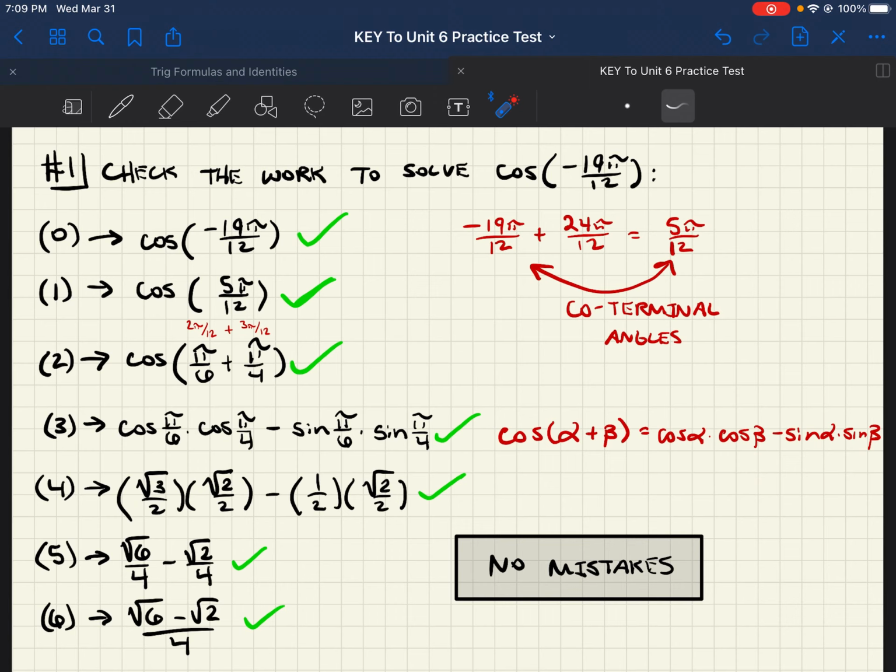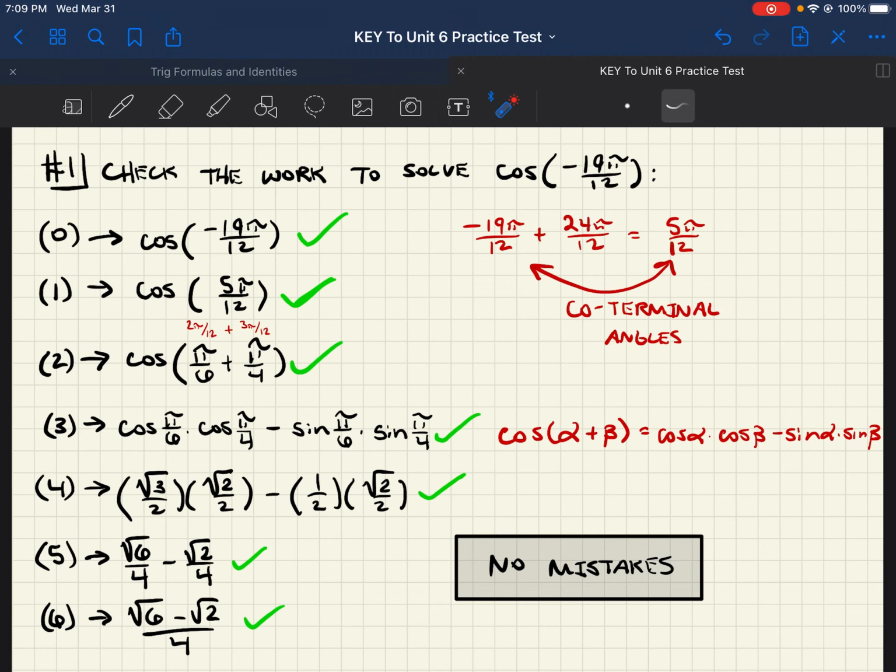So we're starting with cosine of negative 19 pi over 12. And a lot of students want to say that line 1 is incorrect because how on earth do you go from negative 19 pi over 12 to 5 pi over 12? It just seems like a really odd jump, right? Well, it actually has everything to do with coterminal angles, which we talked about first semester pre-calculus. Coterminal angles are where you take an angle and you either add or subtract 360 degrees or 2 pi radians to reposition yourself in the exact same spot.